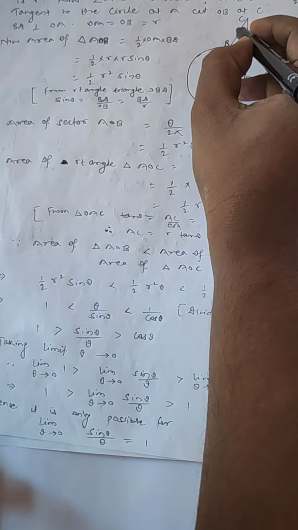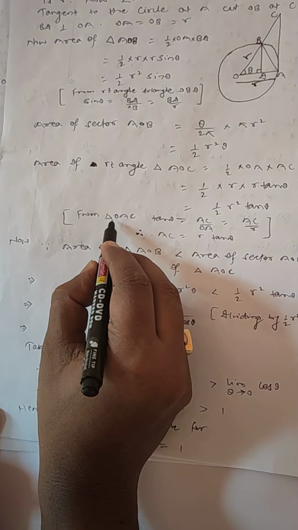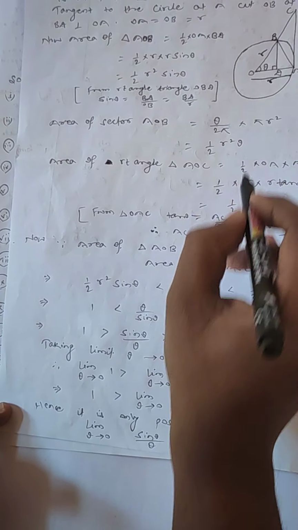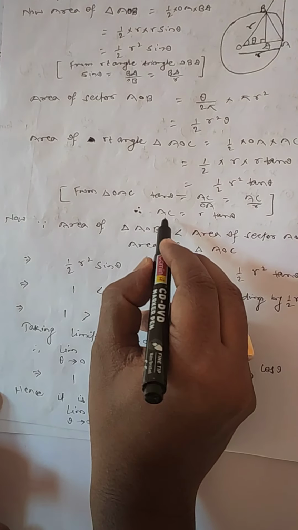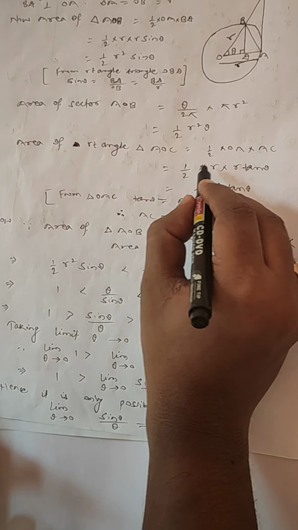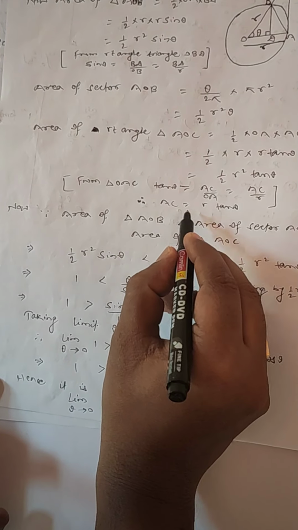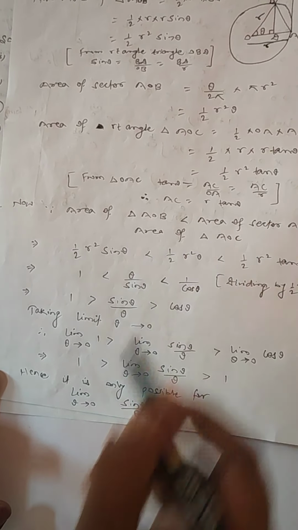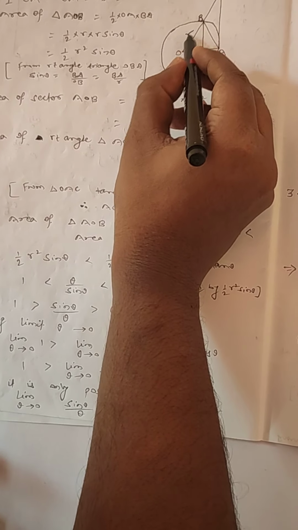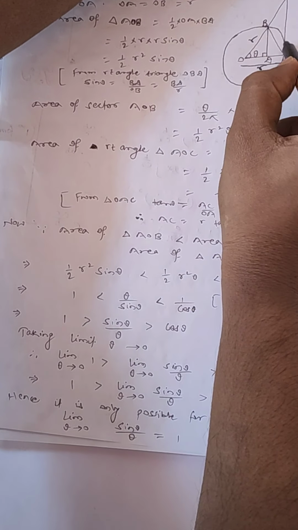But how can we find AC? In triangle OAC, tan theta is AC by OA, that is AC by R, and that gives us AC equal to R tan theta. So here half into OA, which is R, and AC is R tan theta. So that will be half R square tan theta. Now area of triangle OAB is less than area of sector OAB.